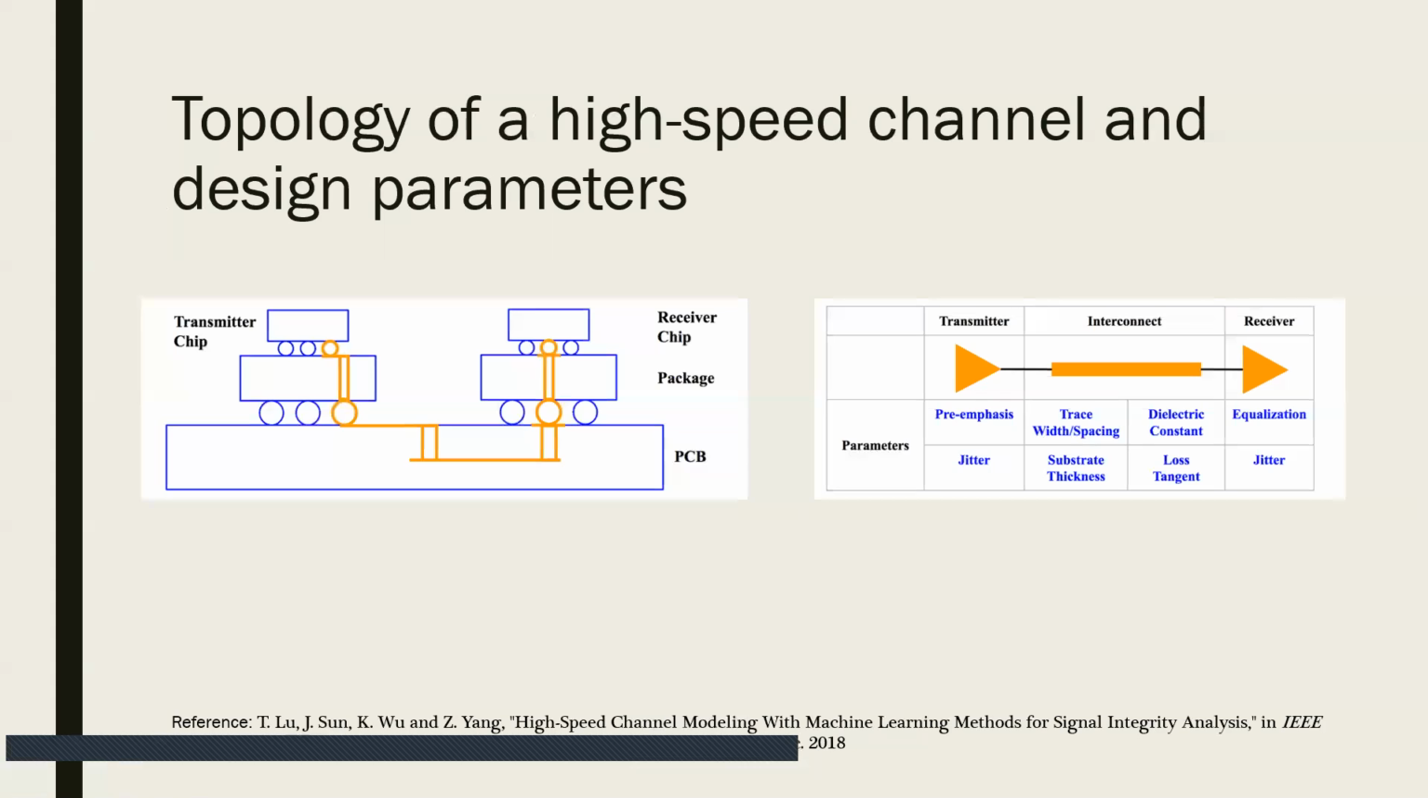Here is the topology that is used in this paper for characterization. We can see that it consists of a transmitter chip and a receiver chip connected by the PCB. Shown on the right is a table of the design parameters. The transmitter and receiver part consists of the jitter, while the interconnect part consists of the trace width and spacing, dielectric constant, substrate thickness, and loss tangent.